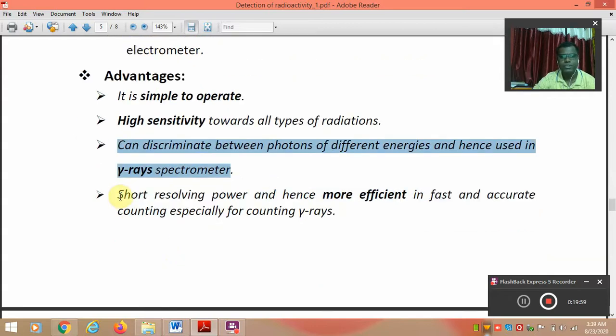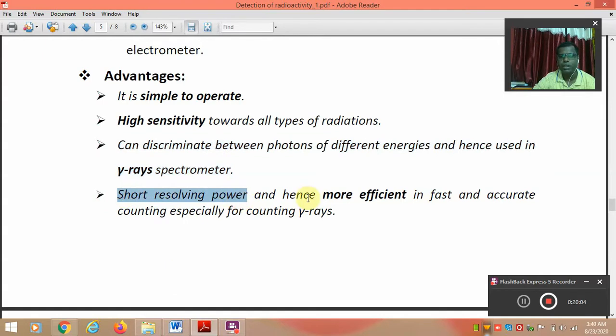Again, these scintillation counters have a very short resolving time, and hence they are more efficient in fast and accurate counting of gamma radiations, particularly gamma rays. So this is very important. They have a short resolving time and hence are more efficient in fast and accurate counting of gamma rays. So this is an important application.